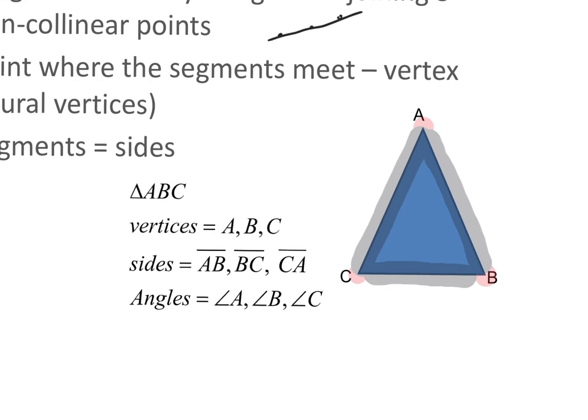So there are 3 vertices, 3 sides, and 3 angles: angle A, angle B, and angle C. The angles are on the inside of the triangle, the angles formed by the inside. So there are 3 of them.